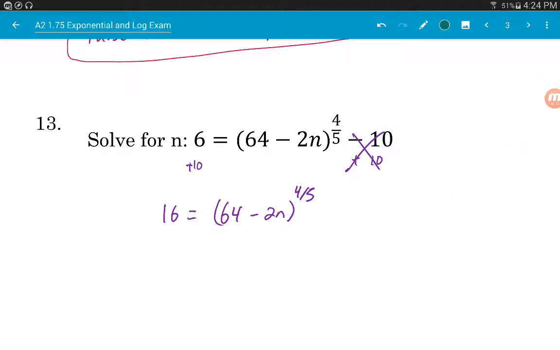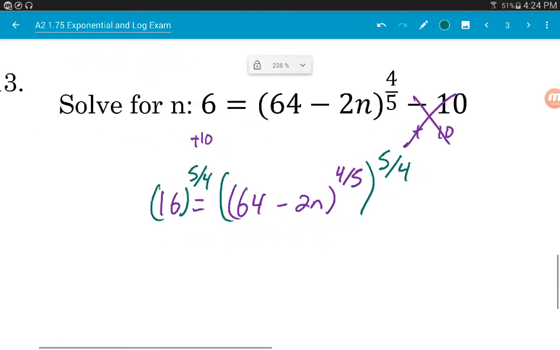Now, if I want to get at that n, I need to get rid of the exponent first. I'm trying to sort of break my way in, you know? I'm trying to get rid of everything on the outside to make my way in so I have nothing but the n. So the way that I get rid of an exponent that I don't like is raise both sides to the reciprocal power. So 4 over 5 gets flipped into 5 over 4.